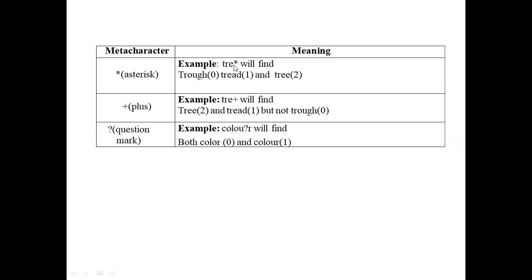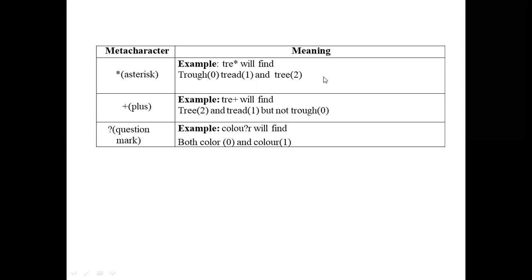So here, tre star. Star means it matches the preceding character 0 or more times. What is the preceding character of star? That is the character before star, that is E. So it matches strings that have E 0 times after the R, strings that have E 1 time after tr, and strings that have E 2 times after the R.